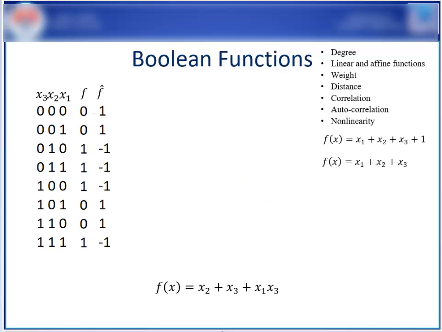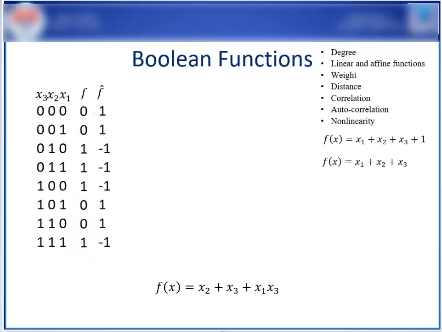The next property of a Boolean function is its weight. The weight of a Boolean function is defined by the number of non-zero elements in its truth table. So if we consider our example, we have 1, 2, 3, and 4 non-zero elements. So the weight of our Boolean function is equal to 4.